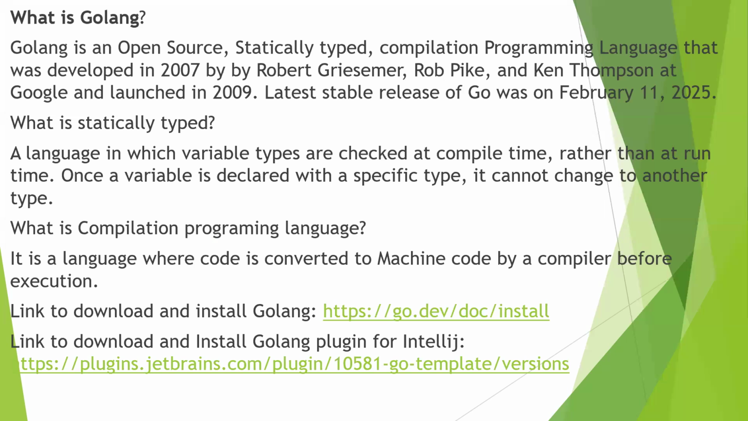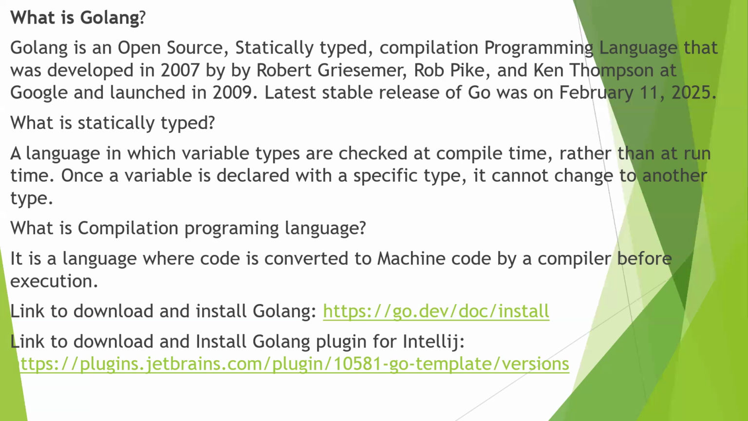A language in which variable types are checked at compile time rather than at runtime. Those kinds of languages are called statically typed programming languages. So once a variable is declared with a specific type, it cannot be changed to another type. Okay, so these kinds of languages are called statically typed programming languages.